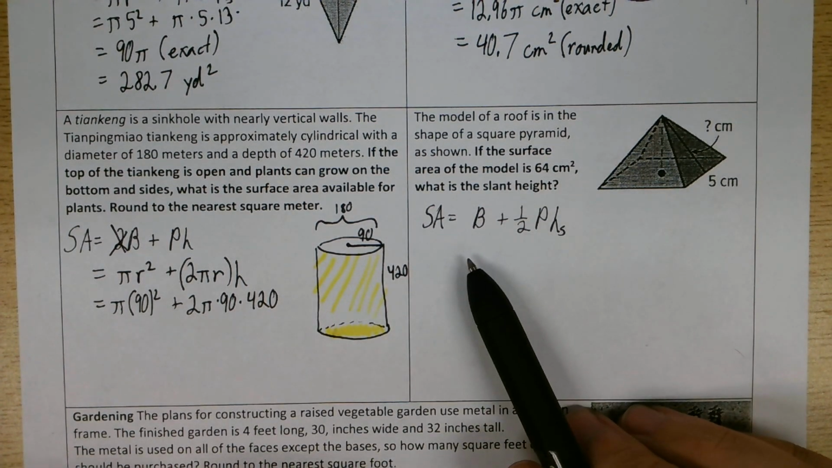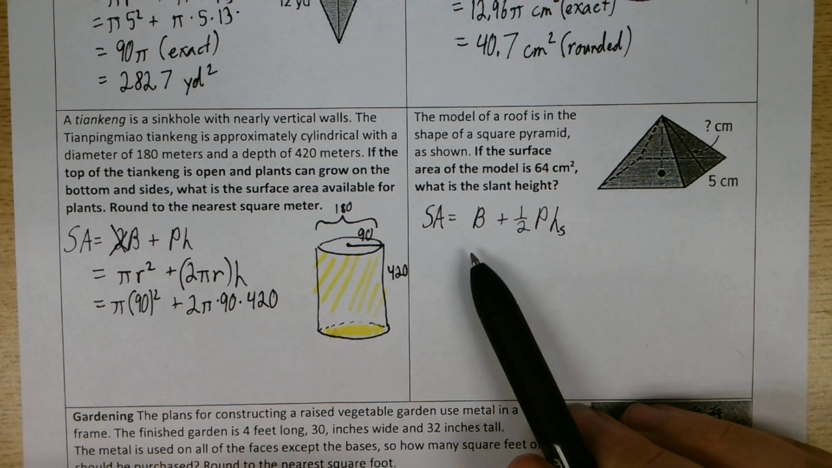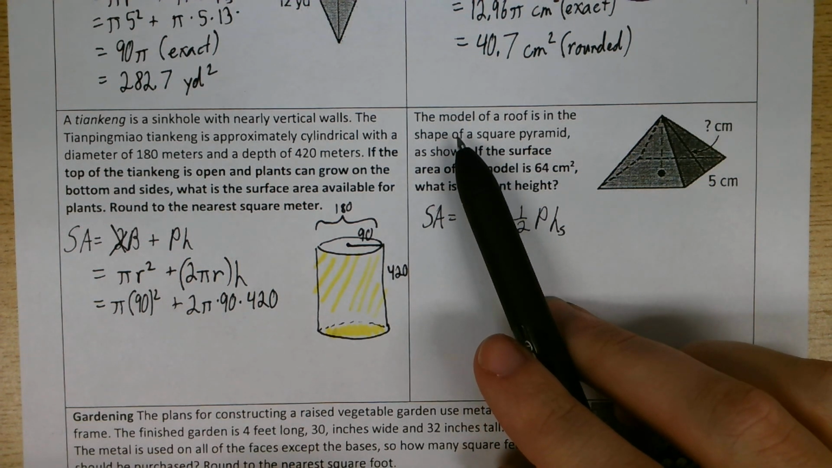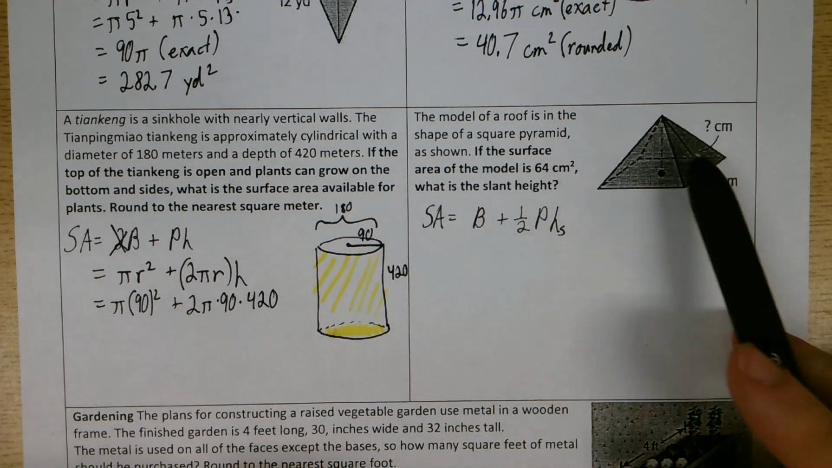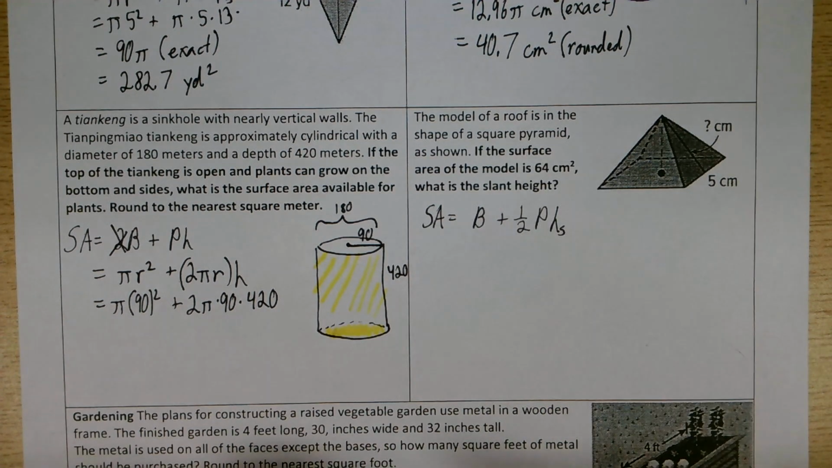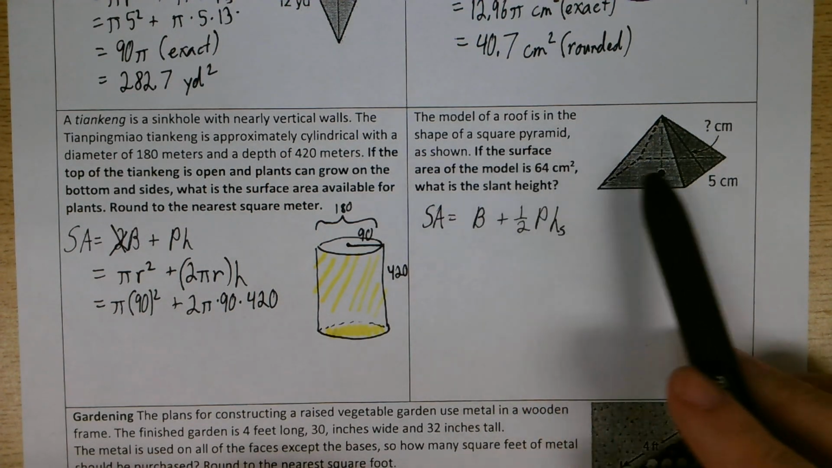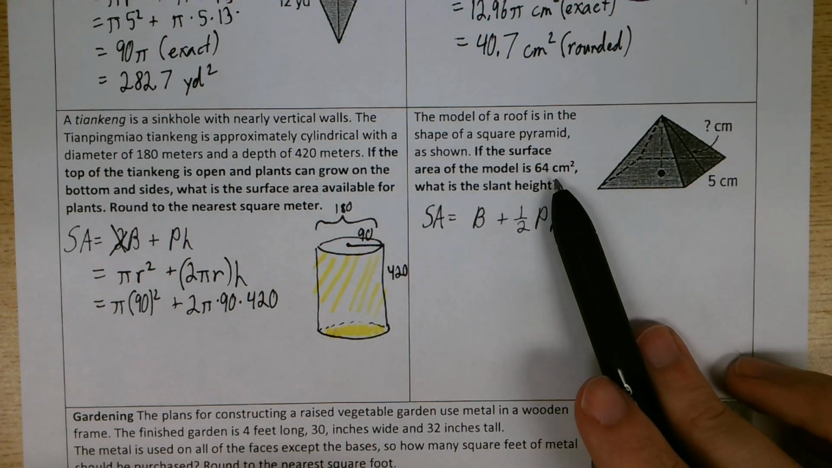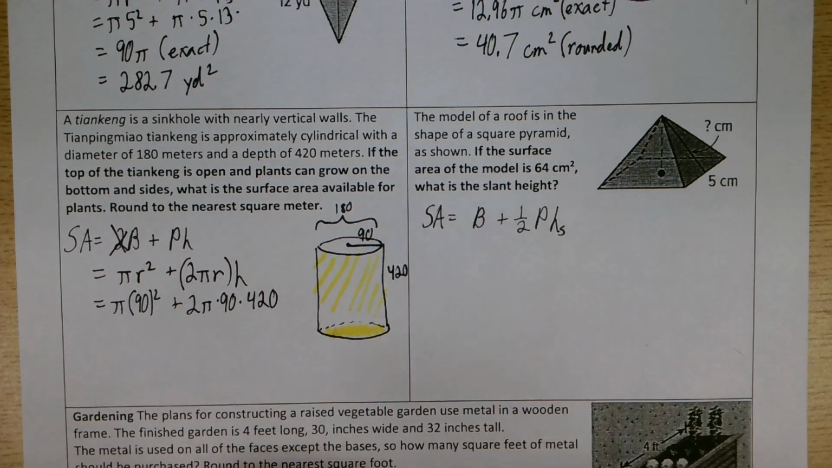Over here on our surface area question, we're told the model of a roof of a house is in the shape of a square pyramid. If the surface area of the model is 64 centimeters squared, what is the slant height?